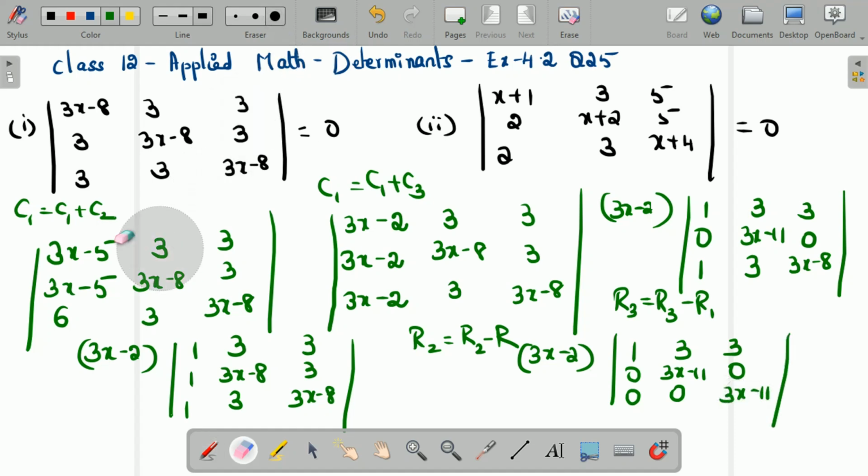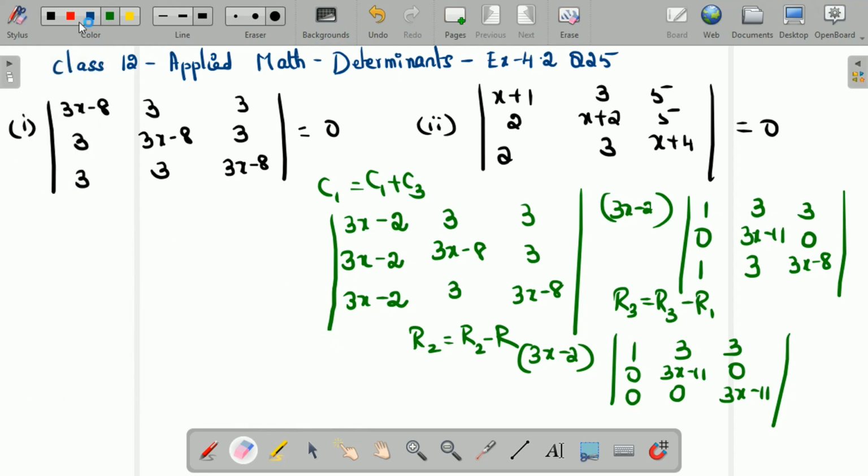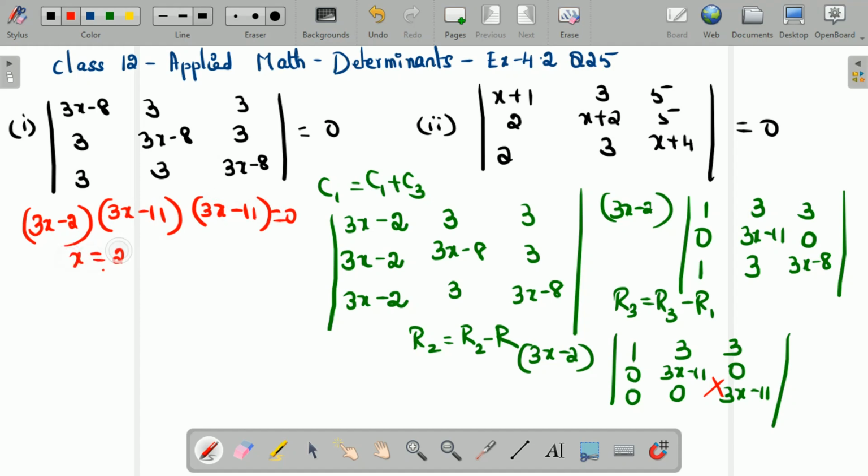Now if you expand this particular determinant along the first column, you will get the value as 3x minus 2. Now the cross multiplication is with this minus 0. So it makes no sense. So this is 3x minus 11 into 3x minus 11 is equal to 0. This means x is equal to 2 by 3 or 11 by 3. So these are the possible values that x can take because these are repetition values. So x can take the possible values 2 by 3 and 11 by 3.